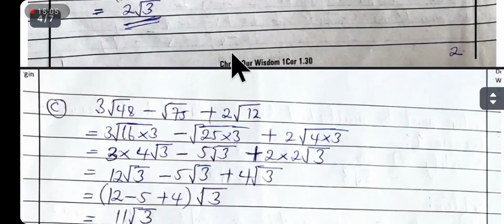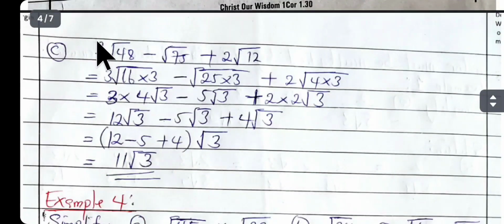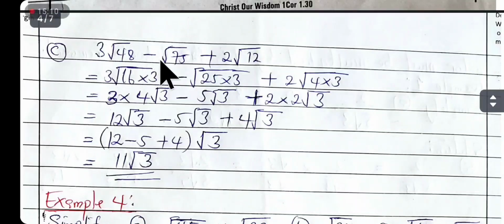Okay, then the next example we have here is 3 root 48 minus root 45 plus 2 root 12. So the same procedure goes again. We have to split this. 3 root 48 is the same thing as 3 root of 16 times 3. 16 times 3 is 48. Minus root 45, which is 9 times 5. Then plus 2 root 12 can be split into 4 times 3.